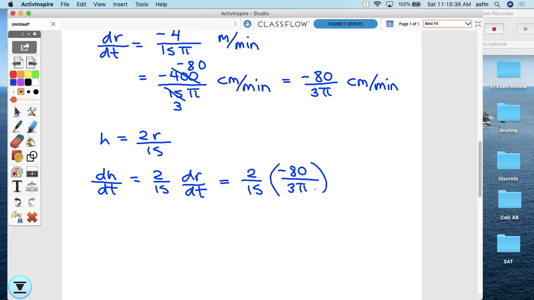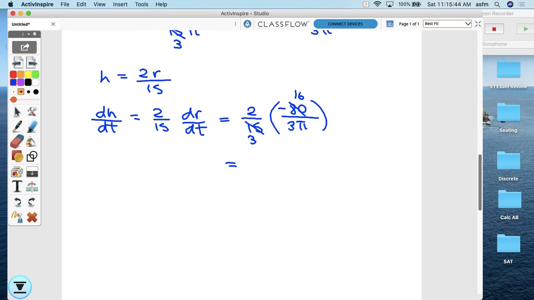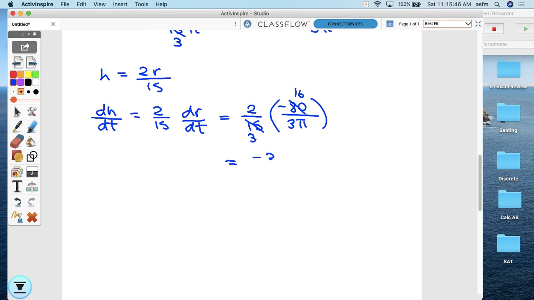Again, I can clean this up a bit. 5 goes into that 3 times. 5 goes into that 16 times. And so I'm going to be left with negative 32 over 9 pi. And that's going to be measured also in centimeters per minute. And that's all there is to this problem.